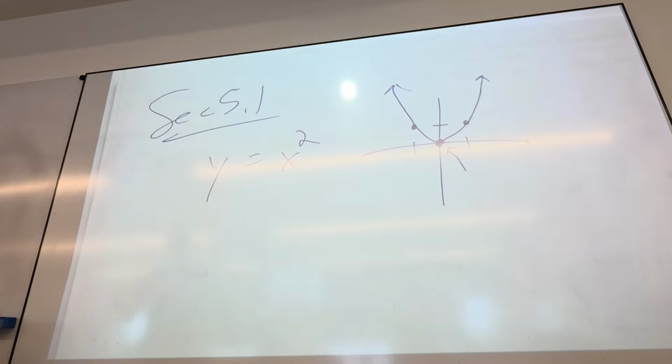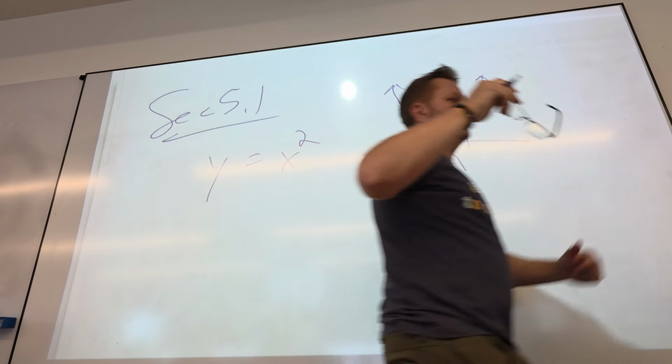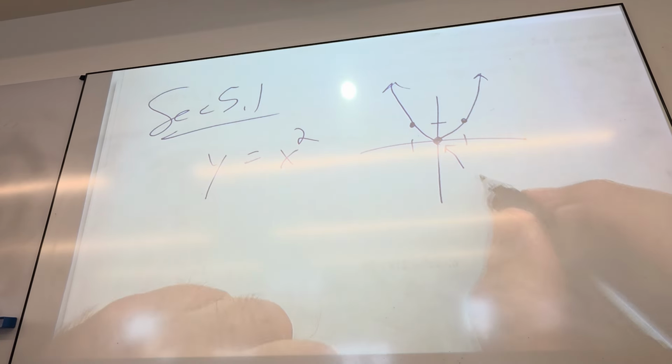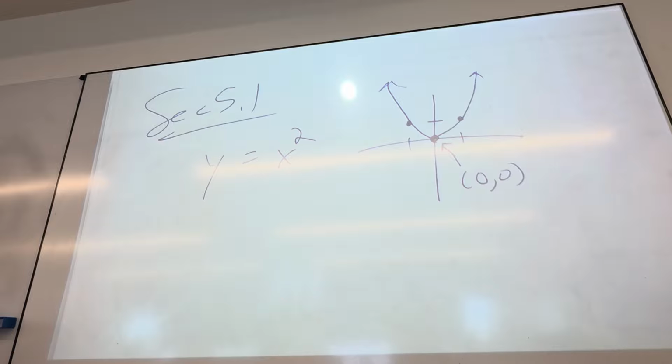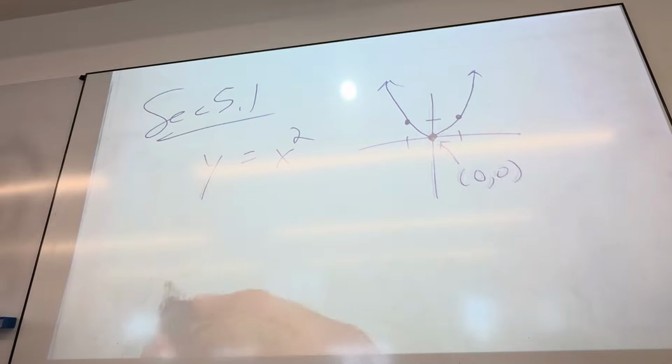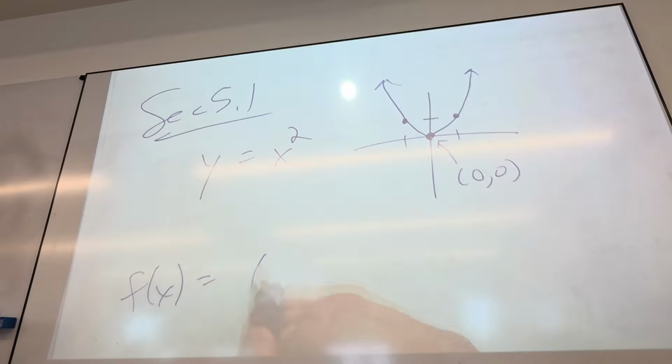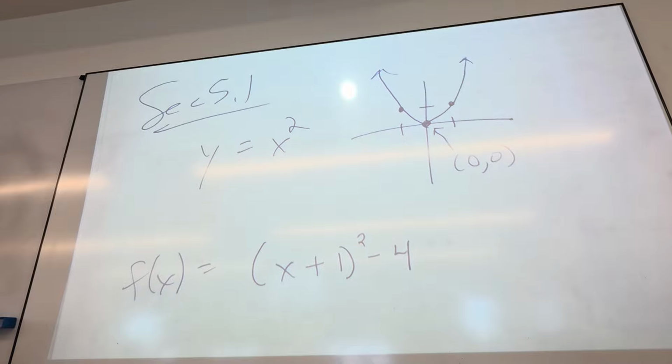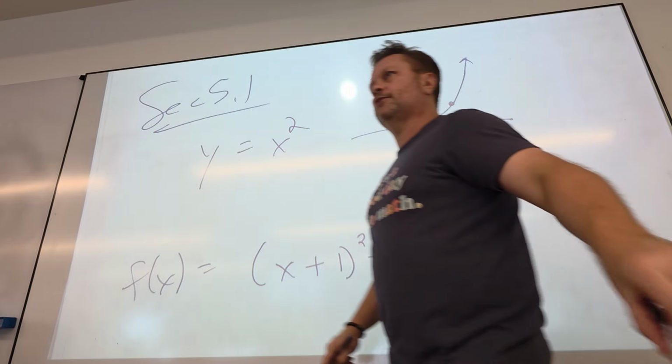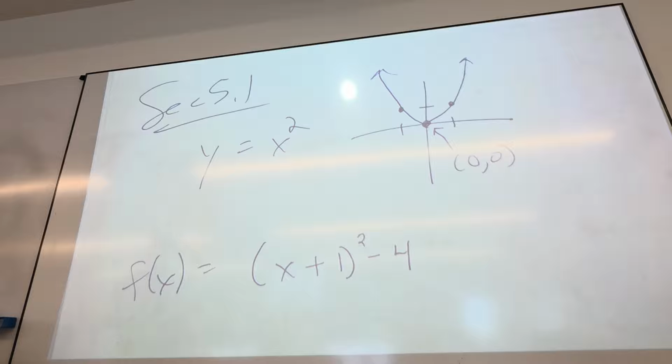So the vertex at the moment is what? What's the vertex? 0, 0. Is everybody with me? What happens if I do this? What shifts just happened to my squared? How did I shift it? How did I move it? Left 1, down 4, yes?